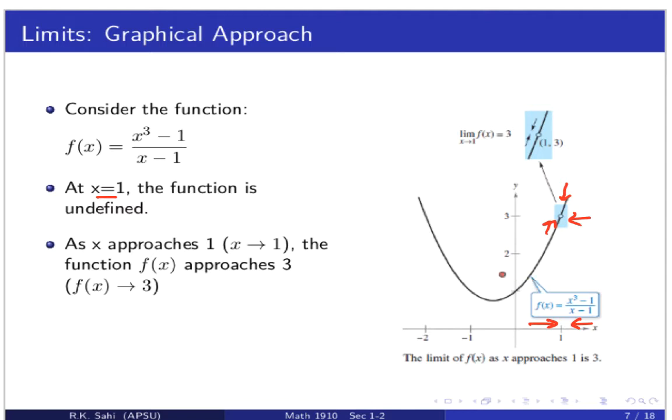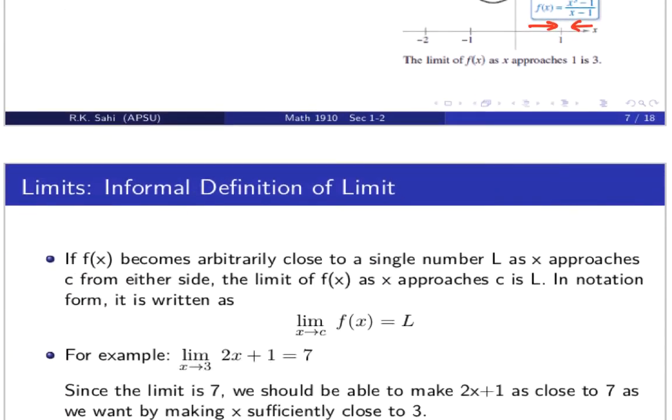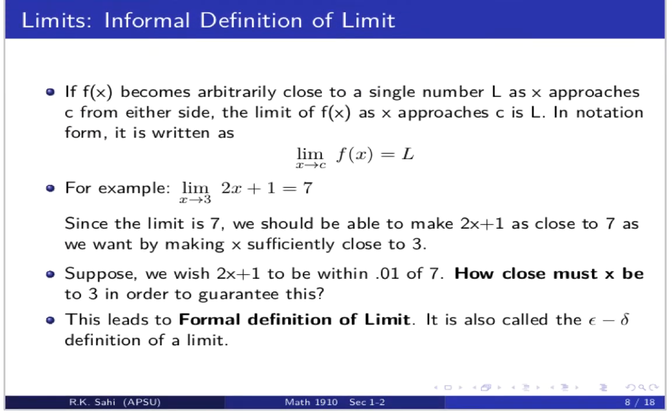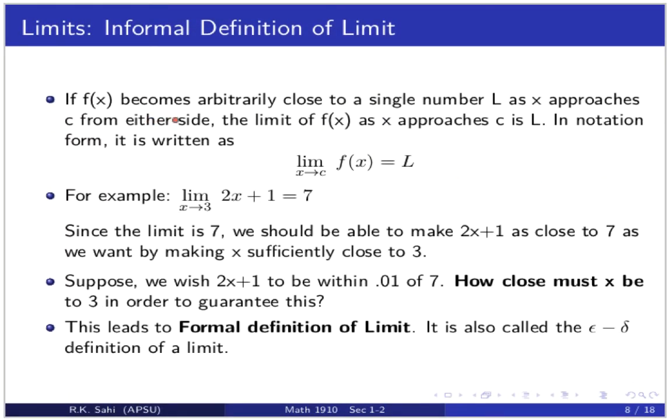So the informal definition which we looked at earlier is this. It says, if a function f(x) becomes arbitrarily close to a single number L as x approaches c from either side, then the limit of f(x) as x approaches c is L. In notation form, it is written as the limit of f(x) as x approaches c is L.